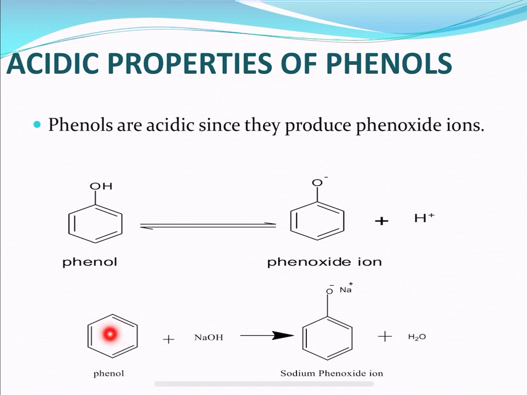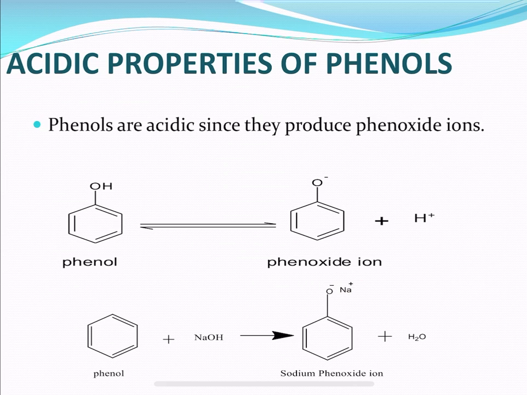So, what happens when phenol is reacted with sodium hydroxide? Here OH is missing, so this is benzene, not phenol. Just see this structure. In phenol, when it reacts with the alkali metal hydroxide, we get sodium phenoxide, so O minus Na plus is formed.